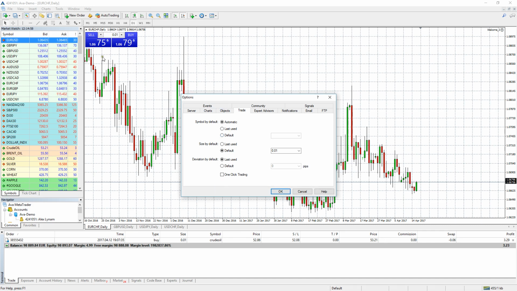So remember, guys, we go to tools, we go to trade, and then we go to default. So this would have initially been one lot. We don't want that. What happens if you accidentally execute an order? So we go for 0.01, which is exactly what the trade competition must be. They must be a micro lot. So 0.01, we hit OK.